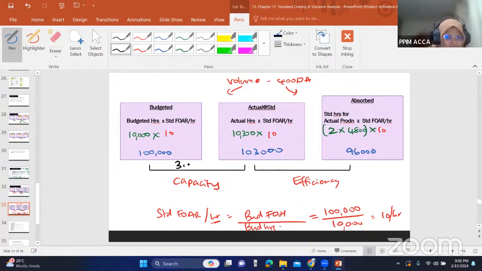103,000 minus 100,000 is 3,000. 96,000 minus 103,000 is 7,000.